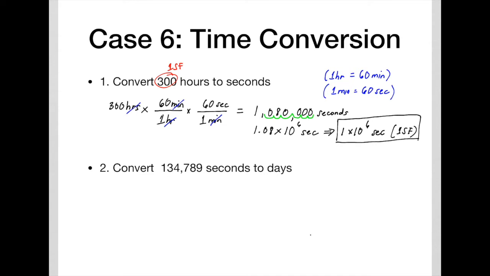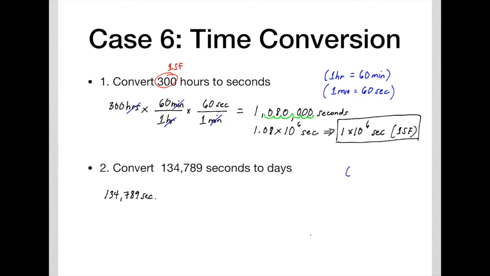Okay, next. This time, I have to convert 134,789 seconds to days. Let me write my given: 134,789 seconds. Now, what are my conversion factors? These are my conversion factors.